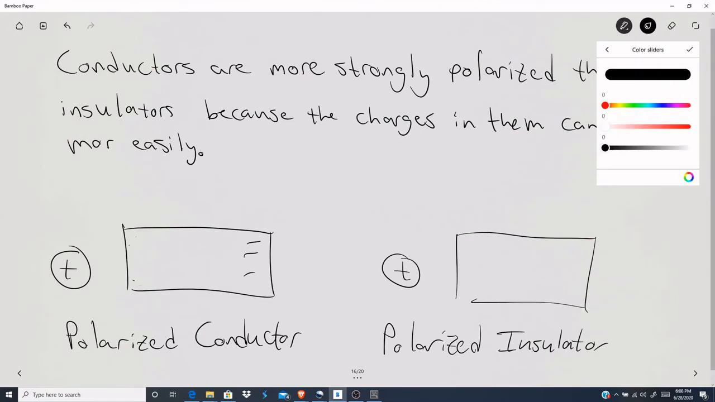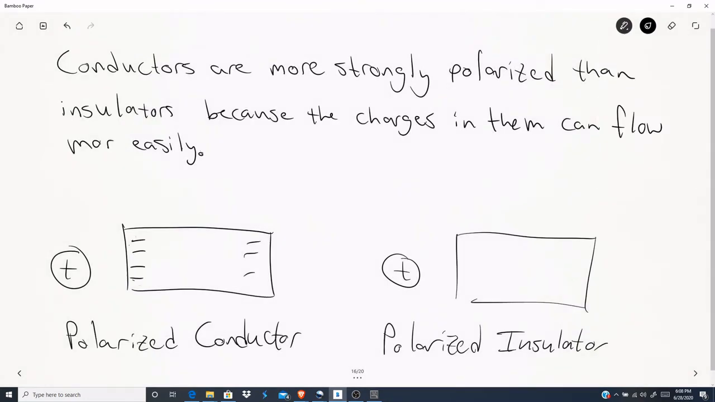So in this case, all the negatives are close to the positive charge. All the positives are left behind on the other side.